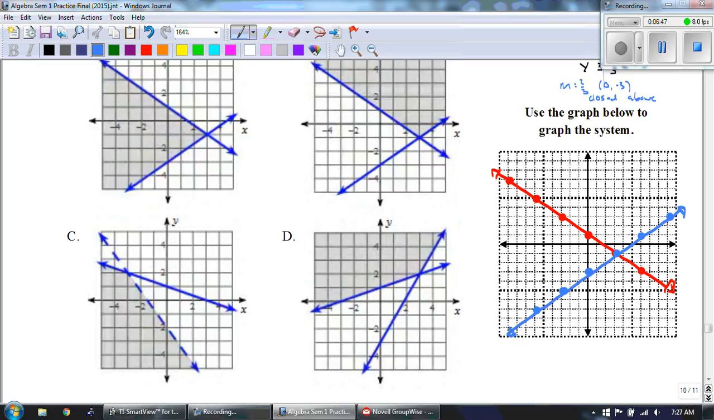Okay, so when we go 1, 2, 3, 4, we said we needed to be, I think it was below, right? I need to be below the red line. So that gets rid of 1 and 2. But then I need to be above the blue line. So I get rid of 3. So the part that I'm shading is 4, and that is answer A.